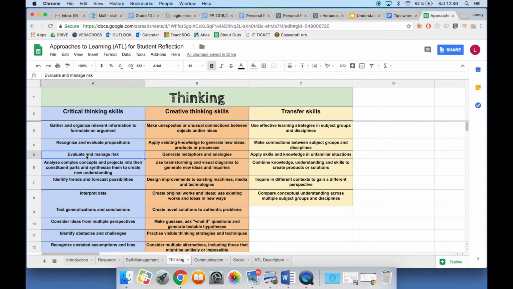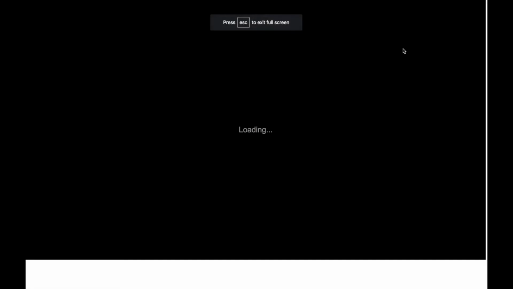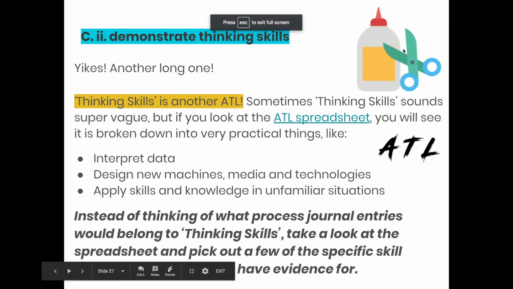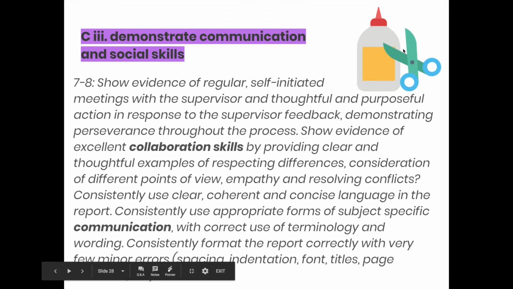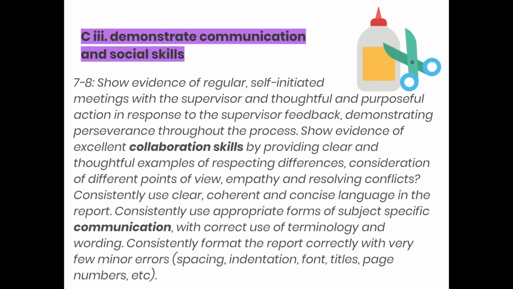Evaluating and managing risk. Maybe you had to build something that might have been unsafe, so you had to make sure that you were safe. There's things here, creating original works and ideas. Maybe you did some artwork. I'm sure you did brainstorming at the beginning of your project. So this spreadsheet, really use it because it will break down something that seems vague, like thinking, into these tactile, practical things. So moving on, Criterion C is super sneaky because now we have communication and social skills.